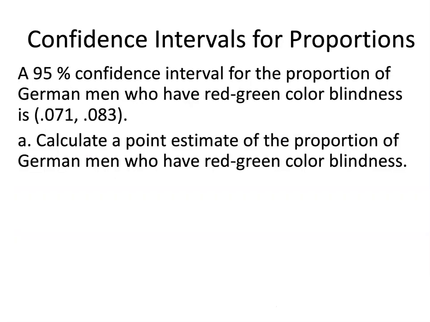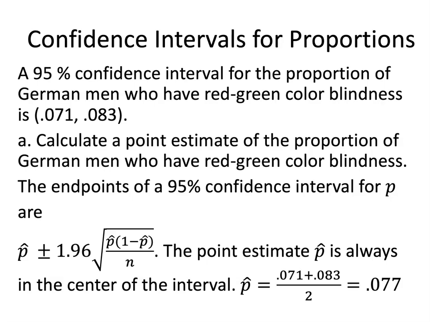A 95% confidence interval for the proportion of German men who have red-green color blindness is 0.071, 0.083. I didn't make that up, that's an actual figure. So let's calculate a point estimate of the proportion of German men who have red-green color blindness. Well, the endpoints of a 95% confidence interval for p look like this. It's p hat plus or minus 1.96 times the square root of p hat (1 minus p hat) over n. Notice that the point estimate is always in the center of the interval.